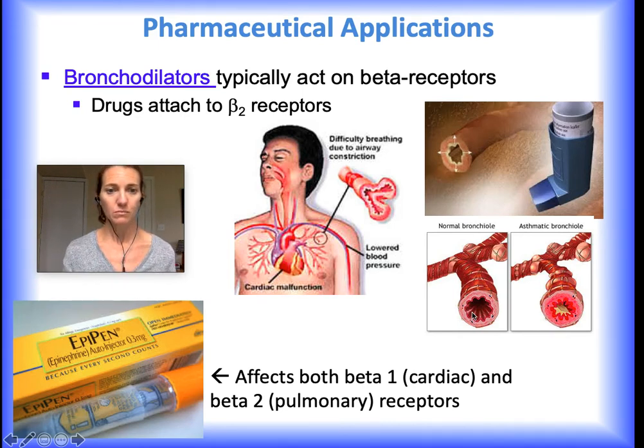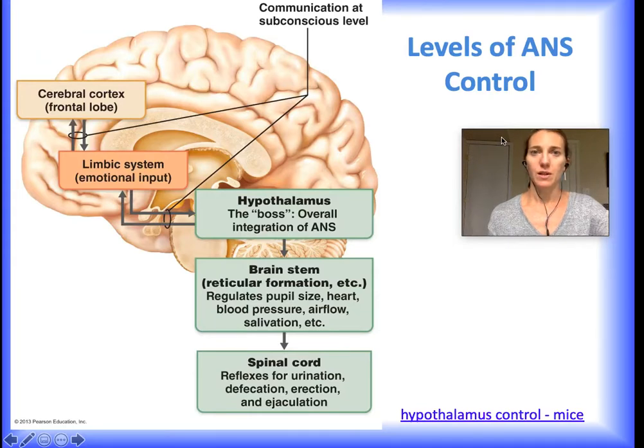EpiPen, so epinephrine, is going to affect beta 1 receptors as well as beta 2. Beta 1 receptors are largely on cardiac muscle. Beta 2 you're going to find in pulmonary regions, just as I said a second ago. And because it's acting on both, you see a rapid increase in heart rate as well as that bronchial dilation.